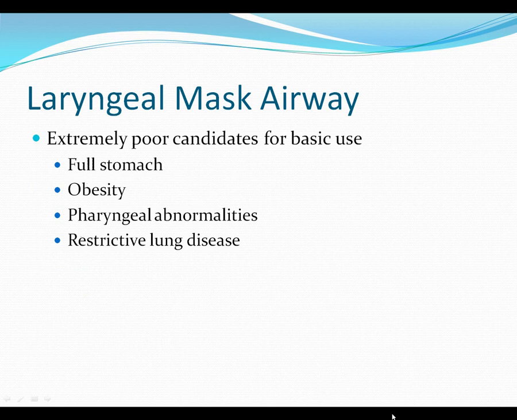Poor candidates. So full stomach. No one would ever claim that an LMA protects against aspiration, right? So full stomach, so no. Obesity. Why might obesity be difficult? Because they will have a low FRC. They might have some atelectasis. The SATs will be low because of the atelectasis, and then you don't have a very good way of giving reliable positive pressure breaths to relieve the atelectasis.